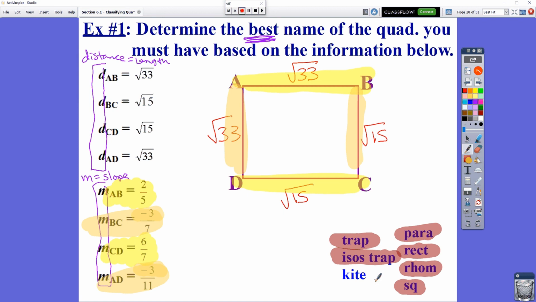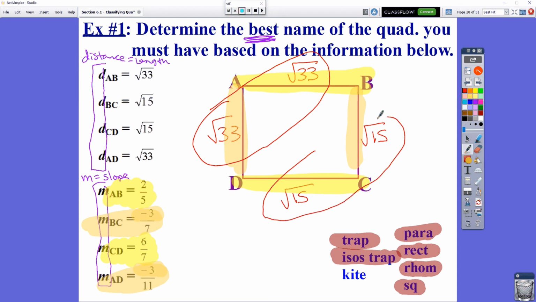these choices. So let's explore a kite. The definition of a kite was that it has 2 sets of adjacent congruent sides. So 2 sets of adjacent congruent. These 2 sides are adjacent to each other, and they're congruent in length. There's 1 set. Here's another pair of adjacent congruent sides. There's a 2nd set. So this is by definition a kite because it has 2 sets of adjacent congruent sides.